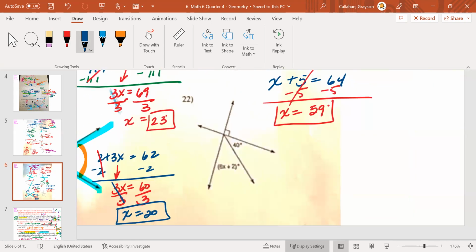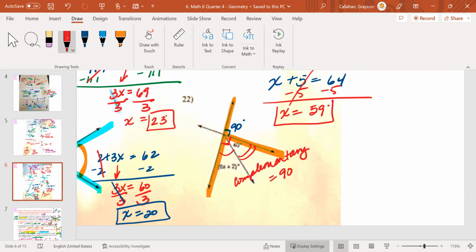Last one. Number 22. First thing I notice is that I have a right angle right here, which means that's 90 degrees. Second thing I notice is that you see the straight line right here? So if that's 90, that means these two angles are also equal to 90 degrees. So they are complementary. Complementary means that if I add these two angles together, they add up to 90 degrees. So 40 plus 5x plus 2 equals 90 degrees.